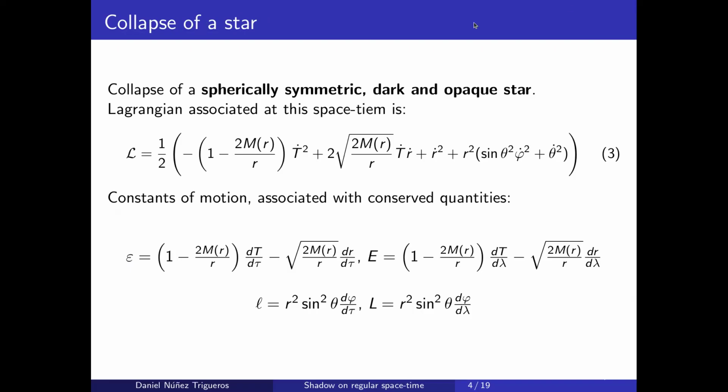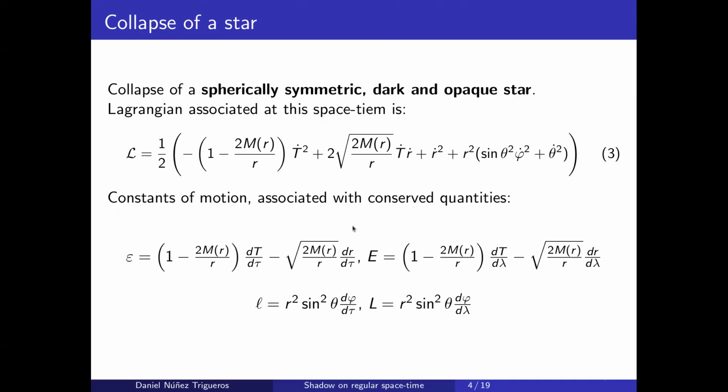So what we modeled was a star, spherically symmetric, dark and opaque. And for this, we need to find how a particle with mass moves in the space-time. And to see this, we need the geodesic equations. So we use the Lagrangian associated to that metric. And we also need the constants of motion for particles with mass and for photons, that is, massive particles and massless particles.